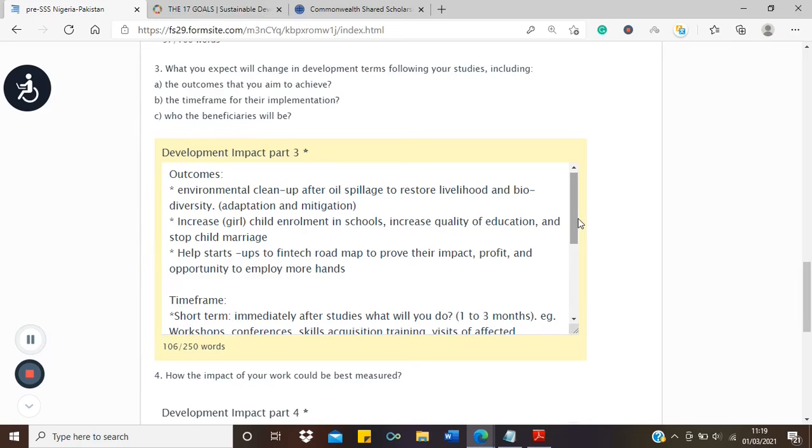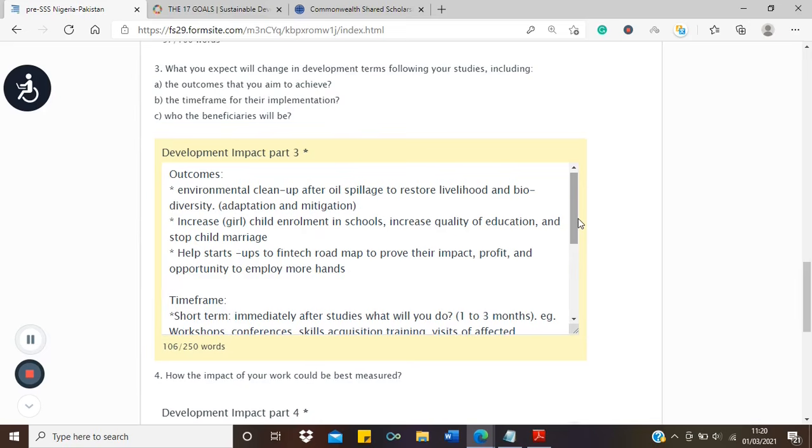Probably also prevent a reoccurrence of this oil spillage by holding these oil companies to task and forcing them to innovate or do something to prevent a reoccurrence of this problem. So you're also cleaning up, but you're also compelling oil companies, holding them by the neck to be careful about their practices.